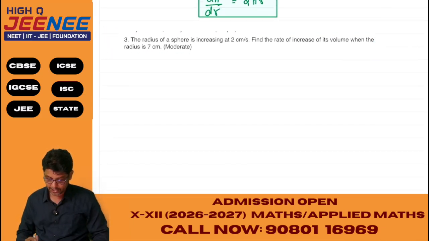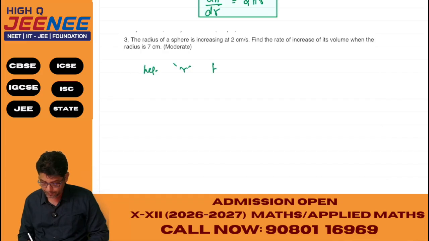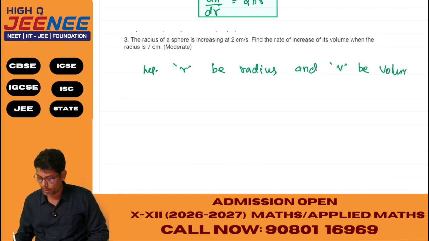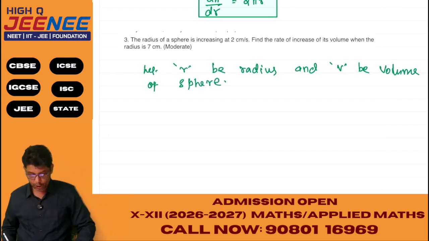Please listen to this very carefully. First, let us write the given information. What is the given information? First, before that, let us assume. Let r be the radius and V be the volume of the sphere. Is it clear, all of you? Okay. Radius and volume of sphere.